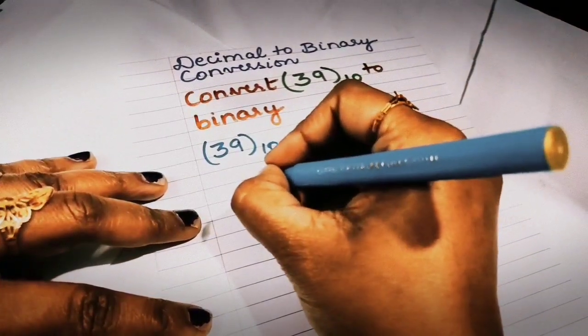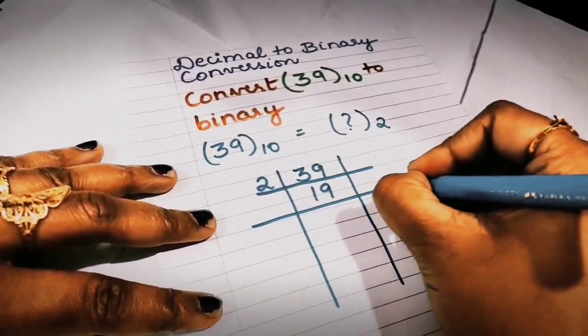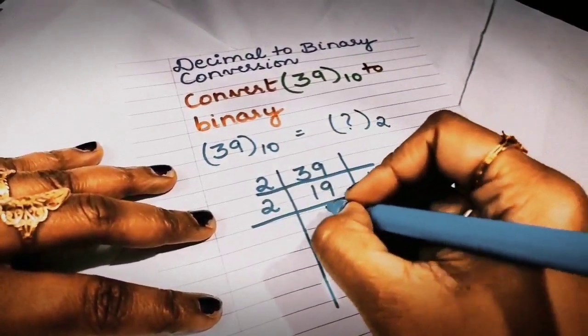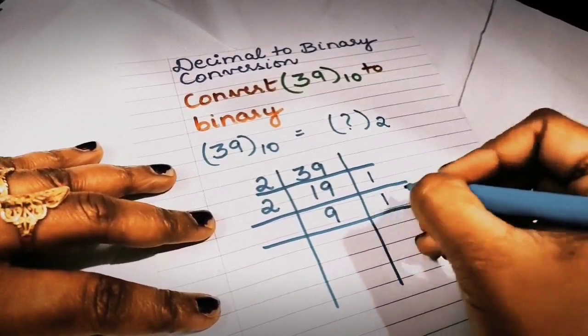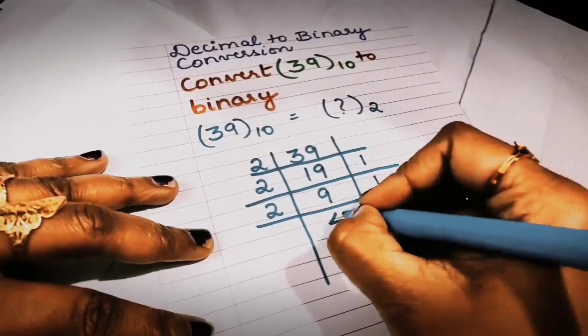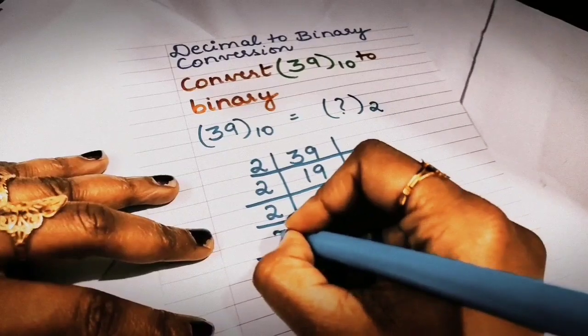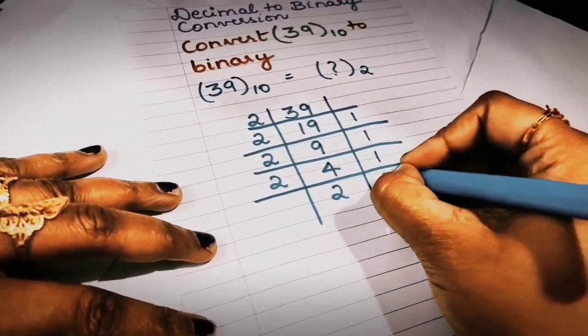Now let's start dividing. 39 divided by 2 gives quotient 19 and remainder 1. 19 divided by 2 gives quotient 9 and remainder 1. 9 divided by 2 gives quotient 4 and remainder 1. 4 divided by 2 gives quotient 2 and remainder 0.